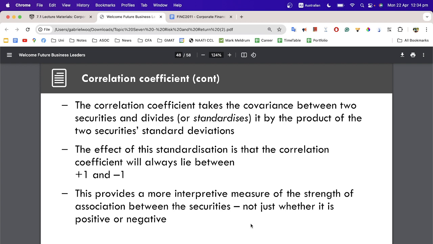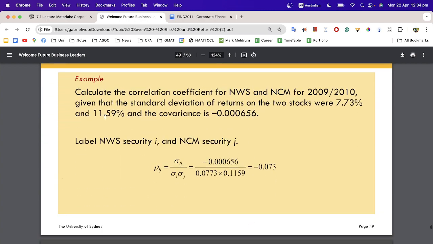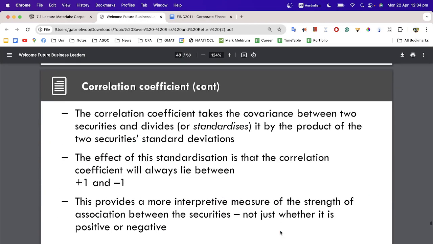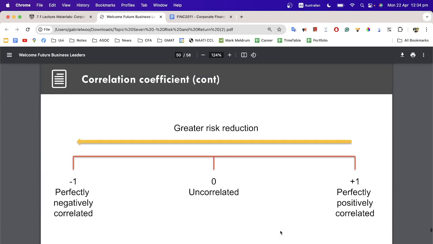Positive 1 means they're perfectly positively correlated. When A increases by 1, B also increases by 1. When A decreases by 100, B also decreases by 100. Negative 1 means they're perfectly negatively correlated, and it also provides a more interpretive measure of the strength of association between securities. So here's the calculation of the correlation coefficient. The more uncorrelated they are, the greater the effect of diversification on risk. The more correlated they are, the less effect they have on risk.